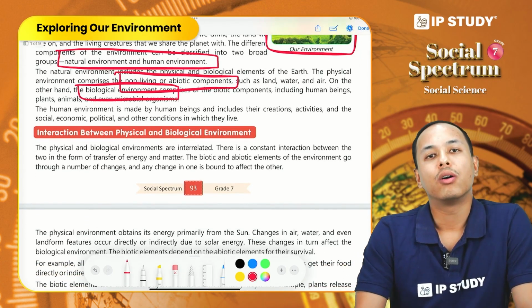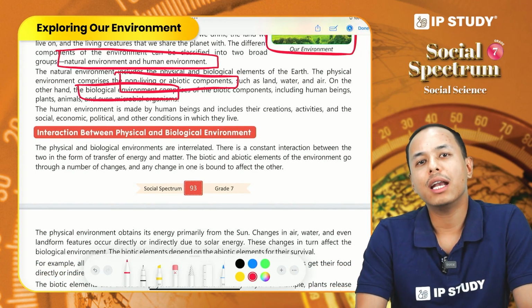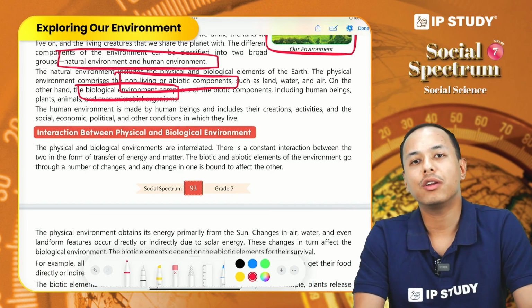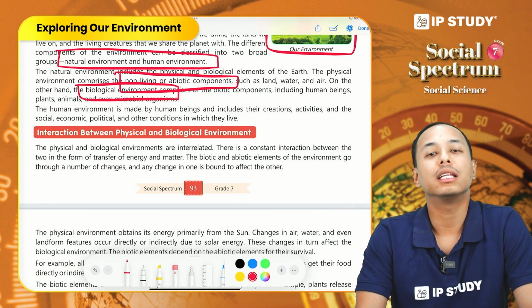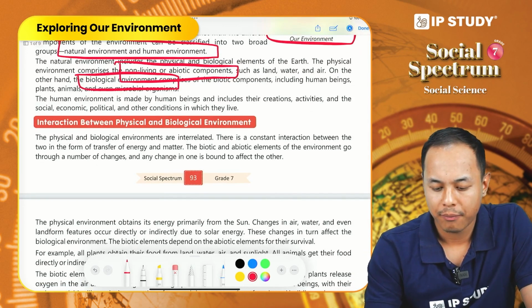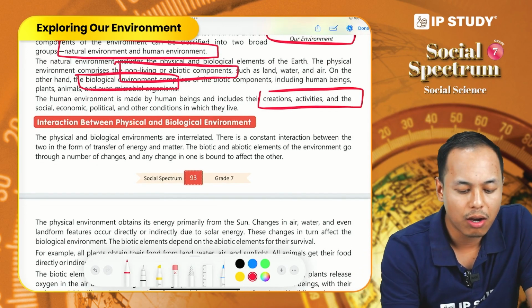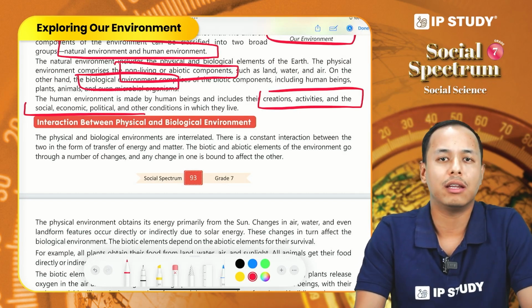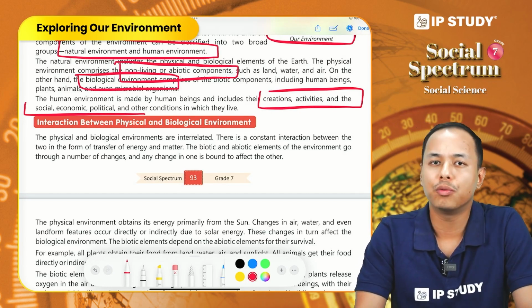So we have discussed natural environment. Now human environment. Human environment comprises humans and their creations, activities, and other social and cultural factors like social, political, or economic elements. All this comes under human environment.